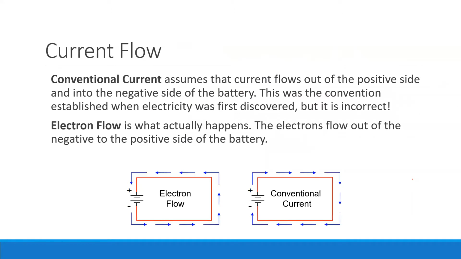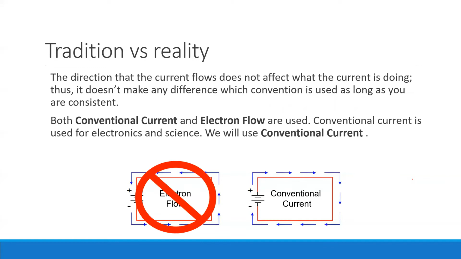We talked briefly about, if we're going to talk about flow, how do we define the flow? We said that conventional current is from positive to negative, and electron flow is from negative to positive. We use conventional current in the circuits we're going to be studying.